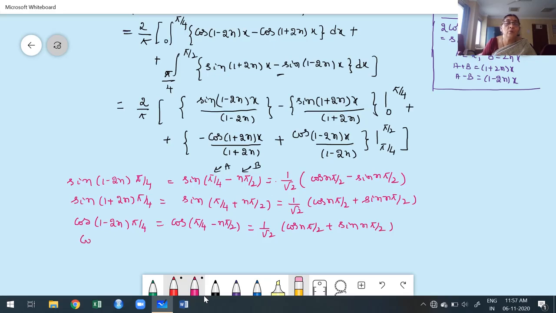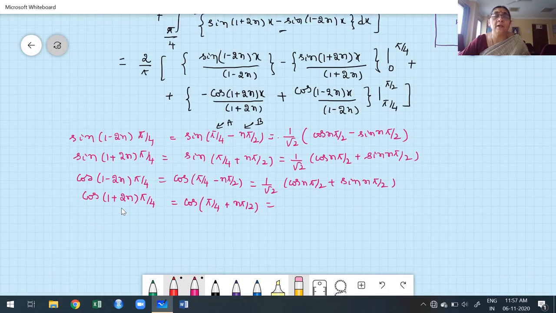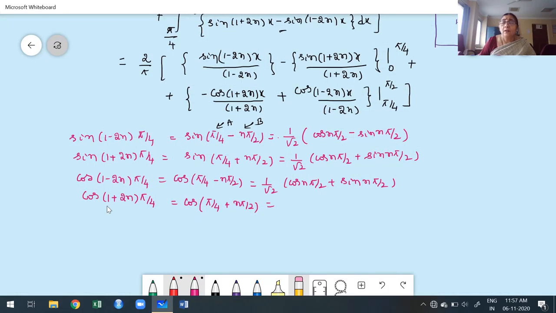Now move to cos of (1 plus 2n) into pi by 4, which is nothing but cos of (pi by 4 plus n pi by 2). 2 cancels with 4. Again, cos of a plus b. What is cos of a plus b? It is cos a cos b minus sin a sin b. Cos a and sin a are 1 by root 2 because a is pi by 4. The middle sign compared to the previous step, we get minus. That's all.